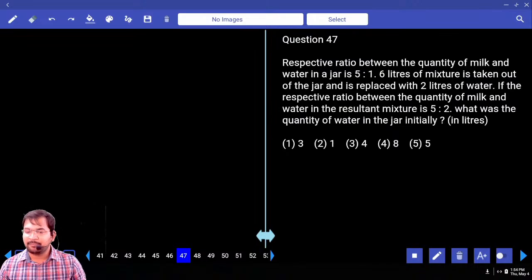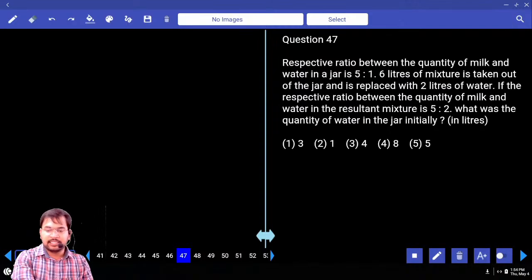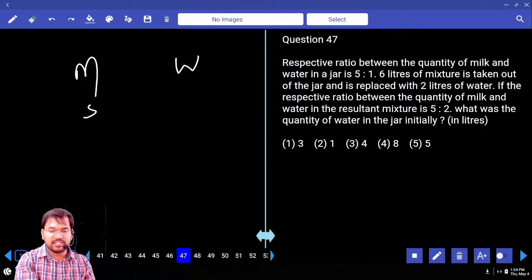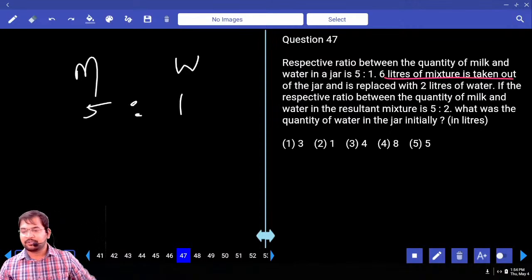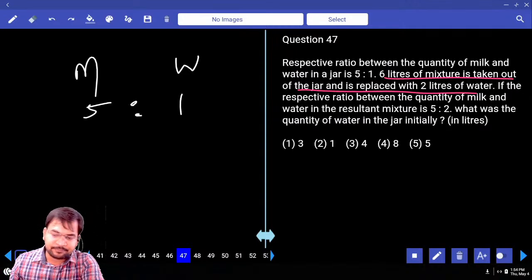The respective ratio between the quantity of milk and water in a jar is 5:1. Okay, 6 liters of mixture is taken out of the jar and replaced with 2 liters of water. The respective ratio between the quantity of milk and the water in the resultant mixture is 5:2. So what was the quantity of water in the jar initially? Quantity of water. See here, milk, water. Initially 5:1. 6 liters of mixture is taken out. Are you clear? 6 liters of mixture is taken out and replaced with 2 liters of water.